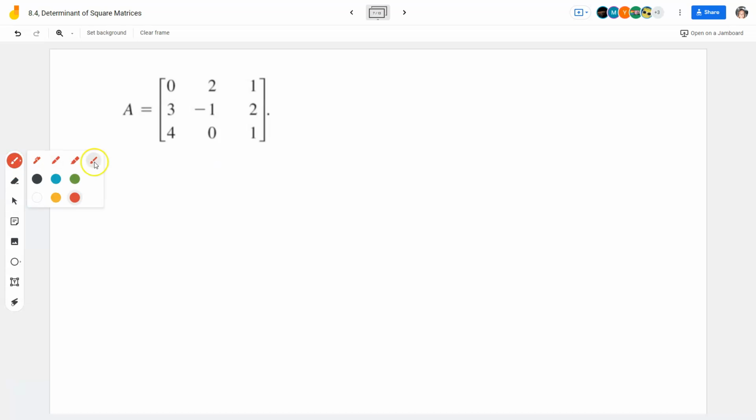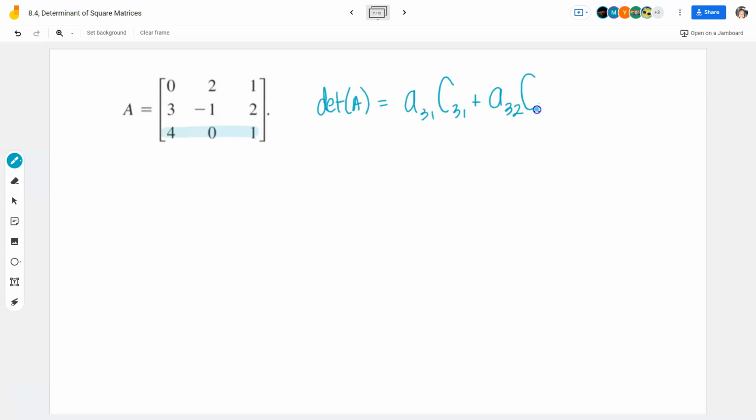Someone choose a row or choose a column. Please choose one with a 0. We like those. What do you guys want? Third row. Okay. So if we were to use our formula for the third row, we would say the determinant of A would equal, what are my entries in the third row? Third row first. Third row second. Third row third. Is this going to have me go across entirely?